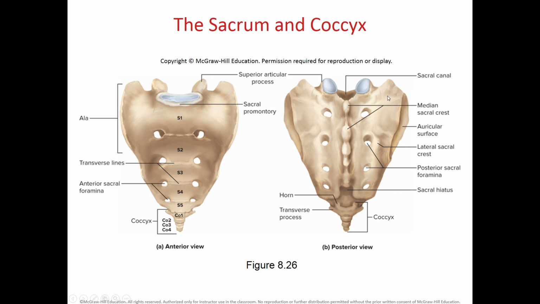And this will be the lateral sacral crest, and this will be the median sacral crest, and this will be the posterior sacral foramina. This is the coccyx, CO1 through CO4 in the anterior and the posterior view, and CO1 has these little upward projections that are called the cornua.